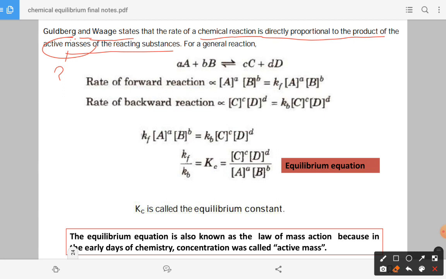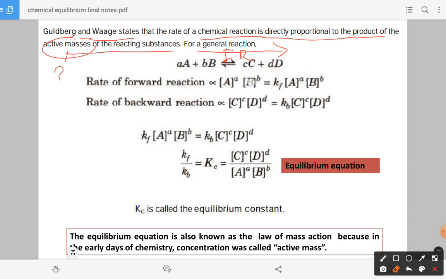Now, the forward reaction: if you see here, A is converted into B, this is my forward reaction. So the forward reaction is A converted into B, and this direction is the forward reaction. Now if you write the rate of the forward reaction, it is directly proportional to the molar concentration of A, which has to be raised to the power of a.